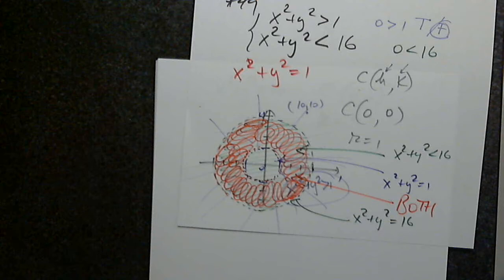If you pick inside the small circle, only the second inequality will be true. If you pick outside of the big circle, only the first inequality will be true. You must pick inside the donut, not on their circumferences, in order to solve the system, both inequalities at the same time.